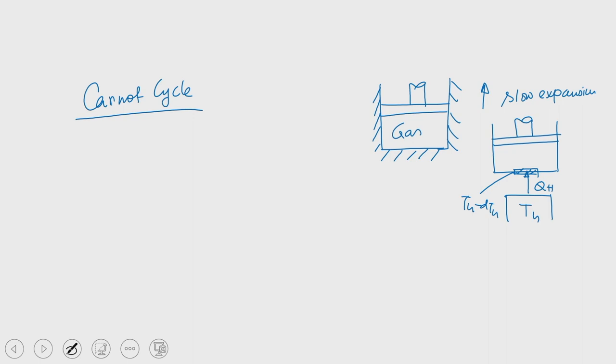So, of course, the gas will expand and the temperature, pressure and volume of the gas will no longer remain in its initial state. So, basically, that is the slow expansion. So, we can assume that the process is reversible isothermal expansion. So, that is reversible isothermal expansion, we can assume.